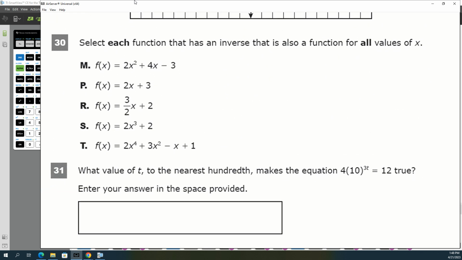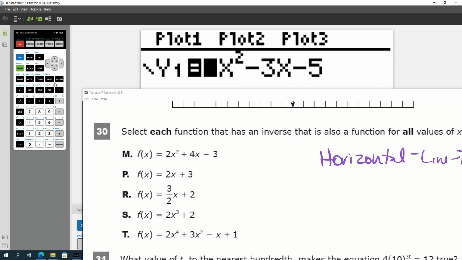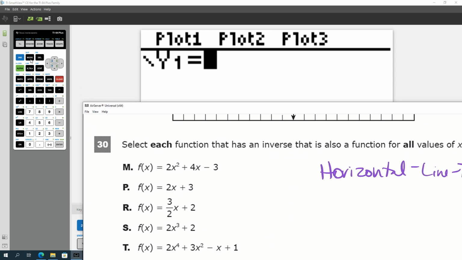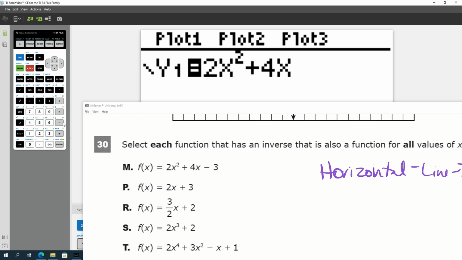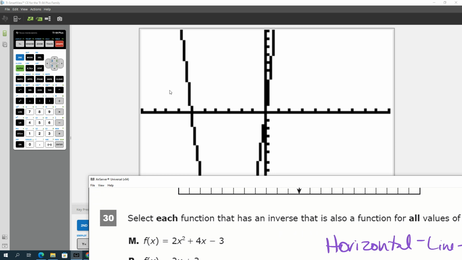All right, and then for 30, select each function that has an inverse that also is a function. So we're looking for the ones that pass the horizontal line test. And when we talked about this in class, any linear function that's not a horizontal line, so a linear function that has an x and a y, is going to pass. But if you want to look at each one of these individually, you can, just to be sure. You have plenty of time on your test. All right. That one is definitely going to fail. All parabolas are going to fail unless they have a restricted domain. So that's going to be a no.